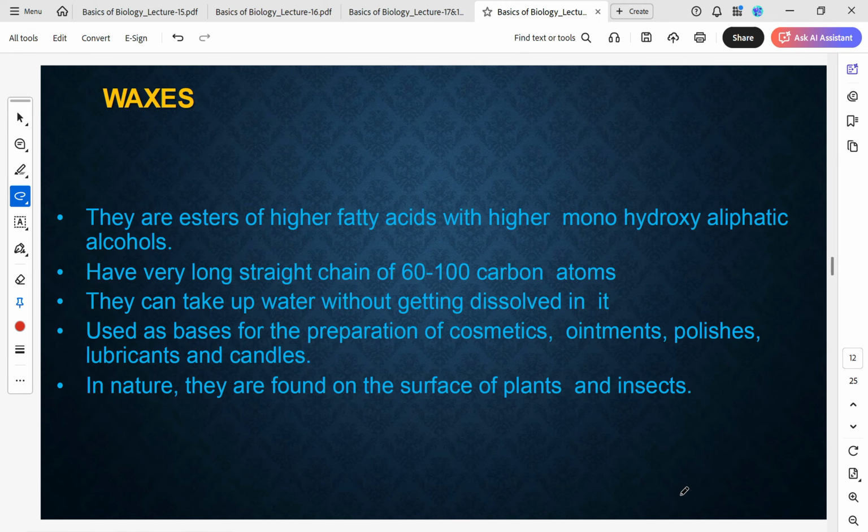Okay. Waxes is another type of simple lipid. These are esters of higher fatty acids with higher monohydroxy aliphatic alcohol. They have very long straight chain of 60 to 100 carbon atoms. They can take up water but without getting dissolved in it. They are usually used for bases for preparation of cosmetics, ointments, polishes, lubricants, and candles. In nature, they are found on the surface of plants, insects, etc.